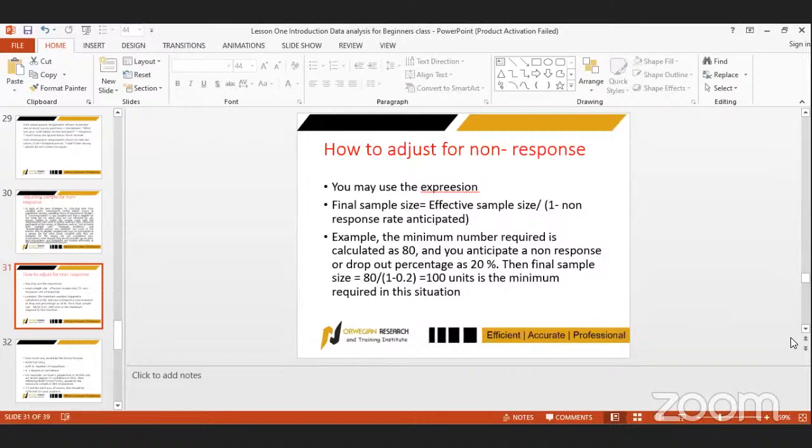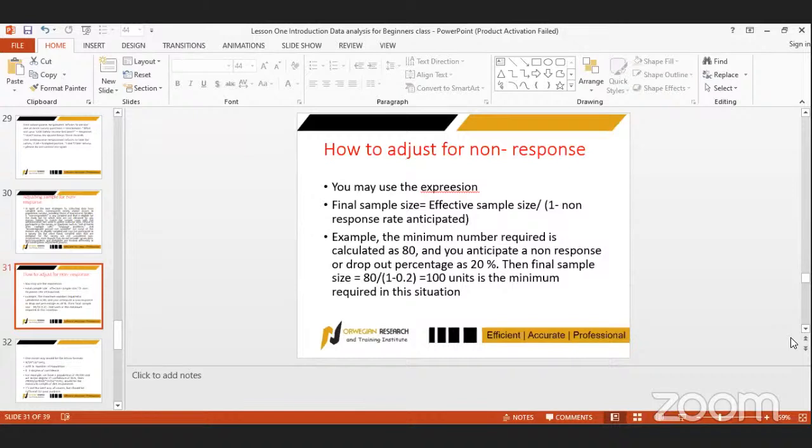So what do I do? I have 80 divided by 1 minus 0.2. The 20% is like 0.2, so that one will be 0.8. So 80 divided by 0.8 is 100 units now to participate. Now this is how non-response adjustment is done.